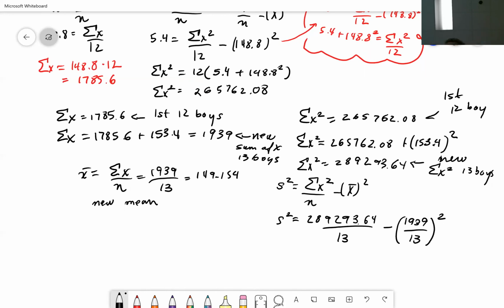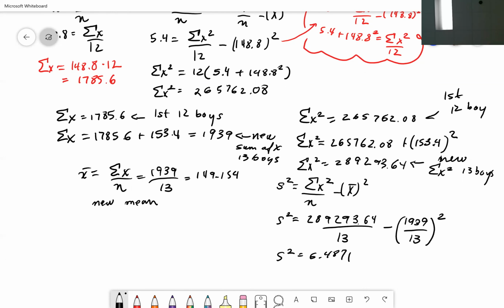So I kept it in memory. There I have it. Divide that by 13, then put it in parentheses. I'm going to do it all in one shot. Okay, there's a parentheses, minus parentheses. I'll put 1,939, divide that by 13, close the parentheses, square it. And it tells me that my variance is 6.4871. I'm sure it's a bigger number, it's rounded there.